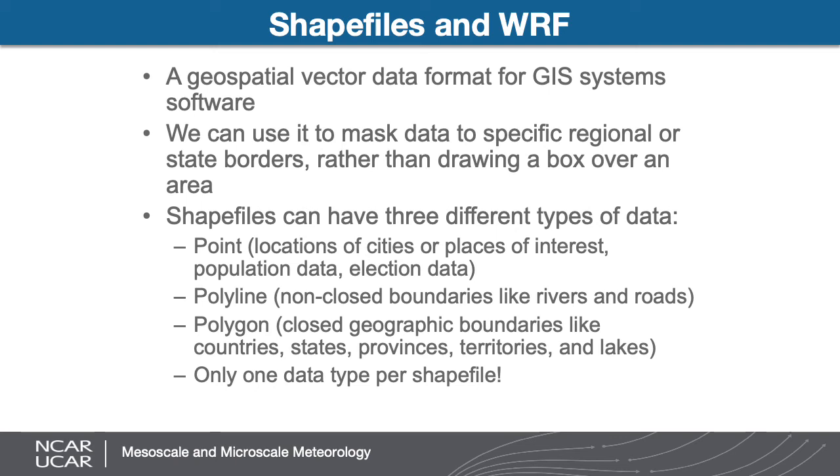So they can have three different types of data. They can have point data, which is just a location of a city or a point of interest. They can have a polyline, which is something like a road or a river. You can also have polygons, which is what I usually use, which is the borders of a country, state, but it needs to be a closed boundary. And also important is you can only have one data type for a shapefile. So I always go for the polygons personally.